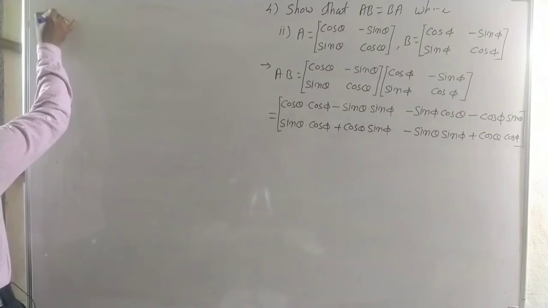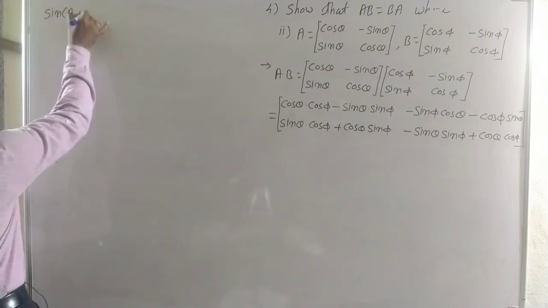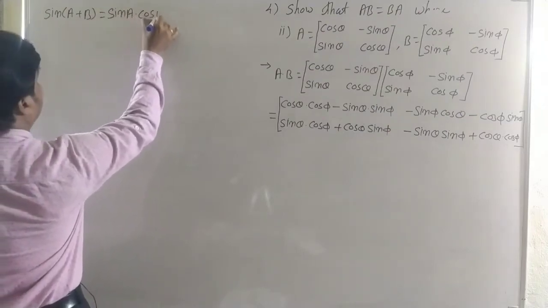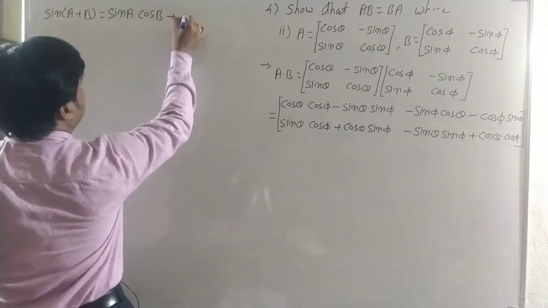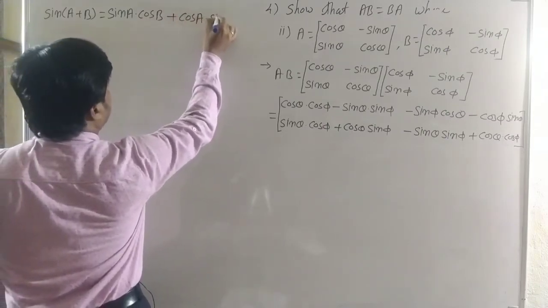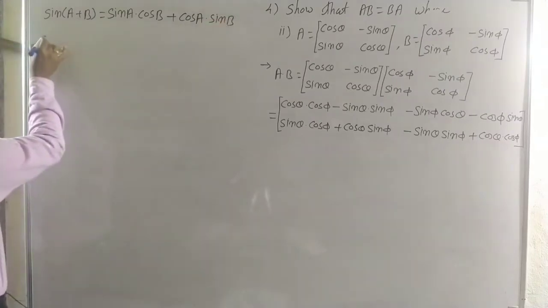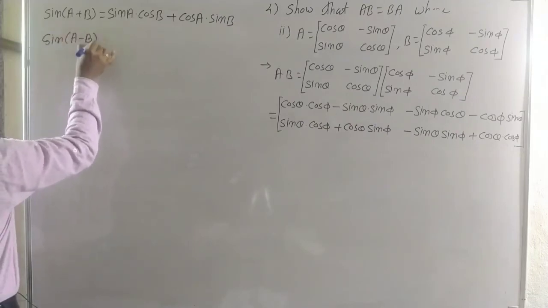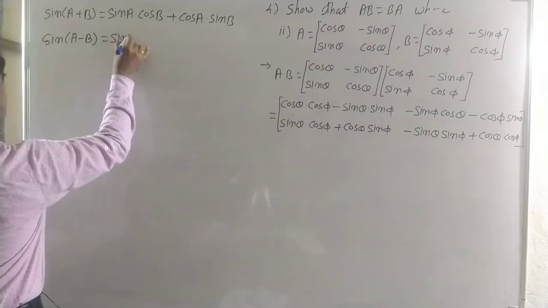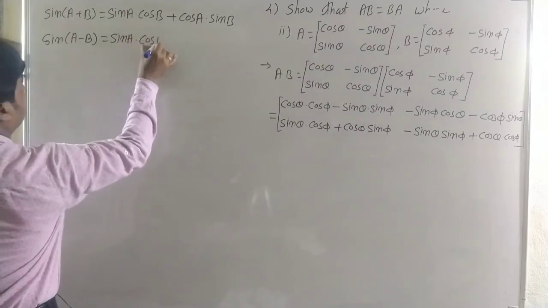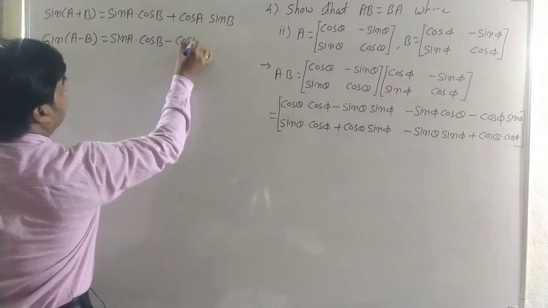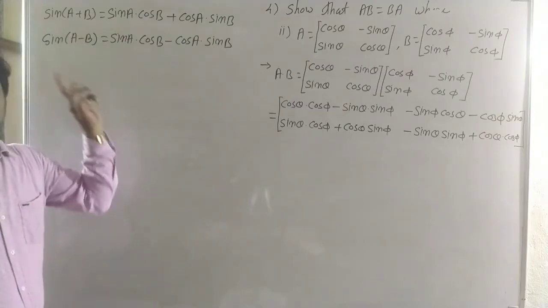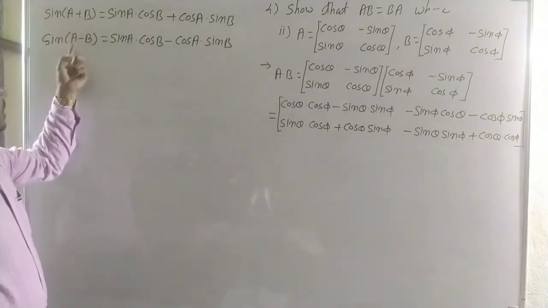Okay, here sin A plus B is equal to sin A cos B plus cos A sin B. Then second formula for the subtraction of the angle, sin A minus B, same, it is sin A into cos B minus cos A into sin B. Okay, it is the formula for the addition and subtraction of the angle, sin A plus B, and cos A plus B.